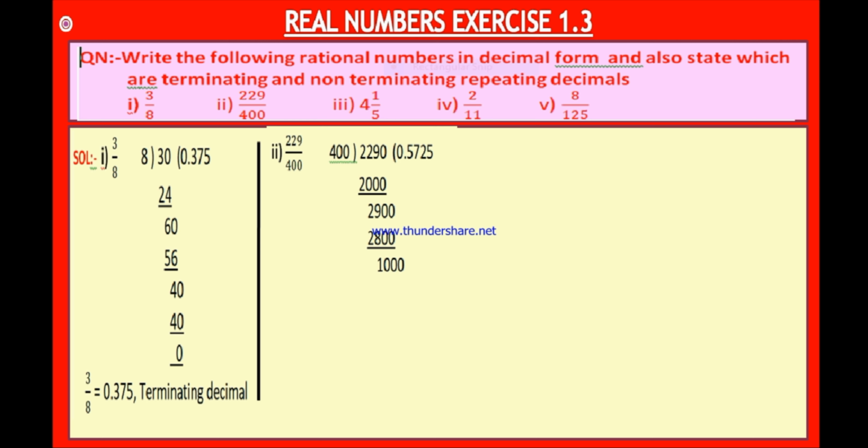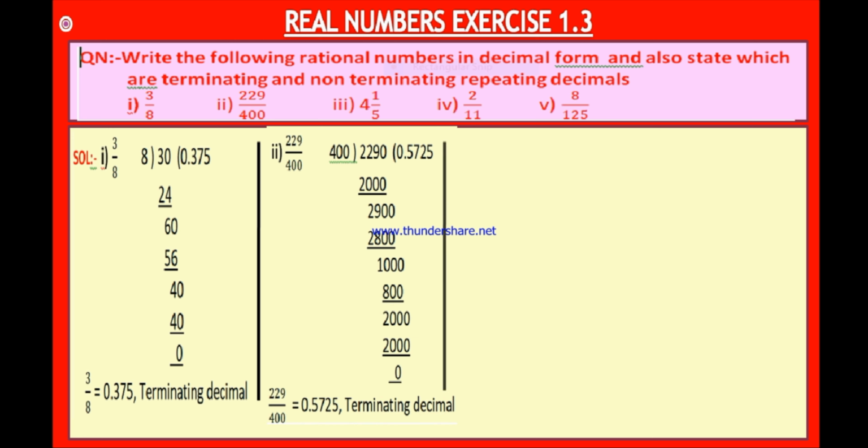In 1000, 400 goes 2 times, 2 400s is 800. So you will get 200 now. You will get 200, keep 0, it is 2000. 400 in 2000 goes 5 times. 5 400s is 2000, the remainder is 0. Therefore, 229 divided by 400 is 0.5725. It is also a terminating decimal.